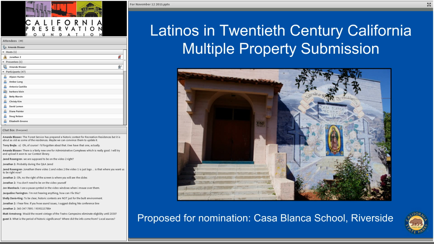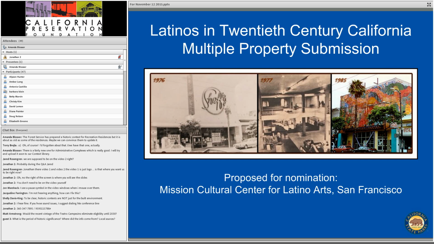And again, another property that actually is significant within the context of Latinos in California making a democracy and struggles for inclusion. Another one of the long lists of contexts that I showed you when I showed you the associated historical context slide earlier. I'll move on. The Mission Cultural Center for Latino Arts in San Francisco, it's pretty self-evident. Making a living would be the context, and the sub-theme would be Latinos in the arts.